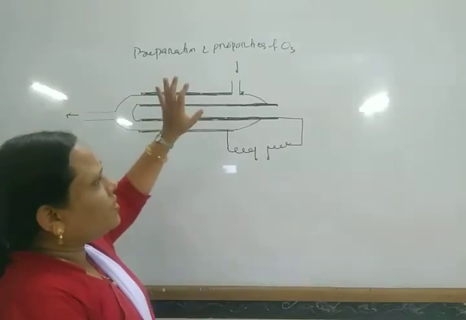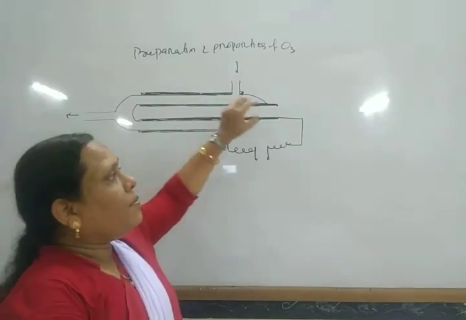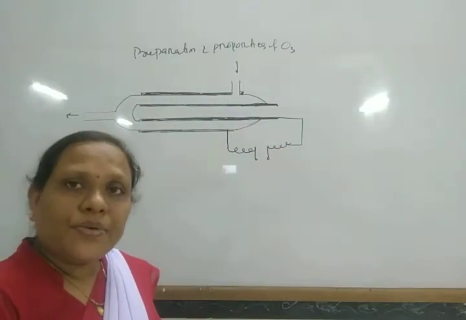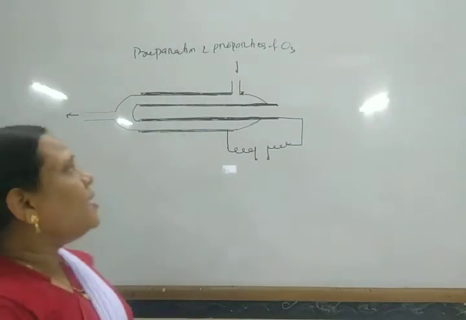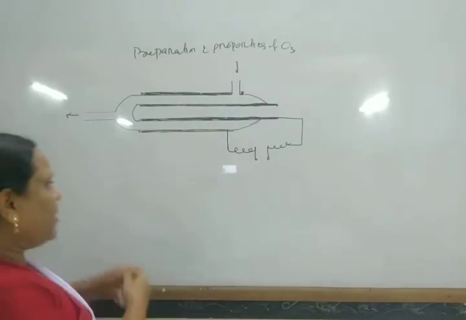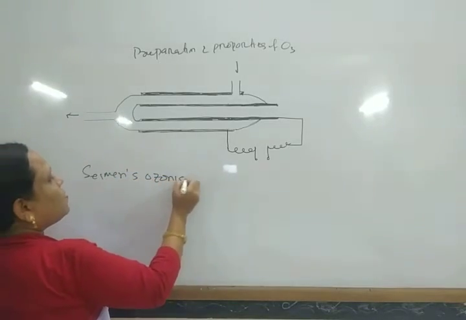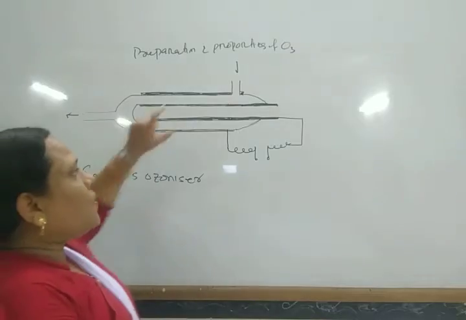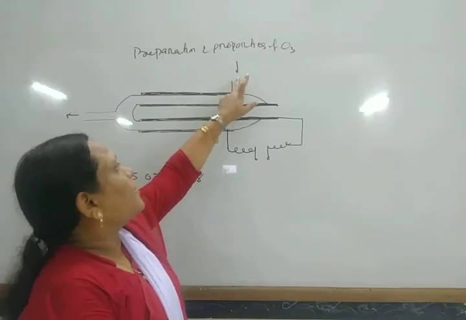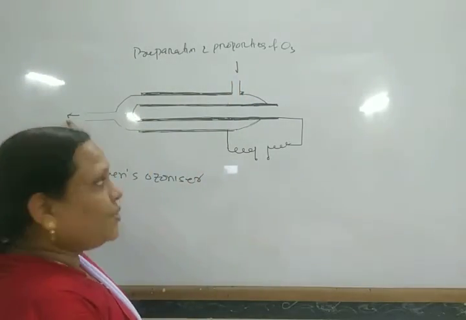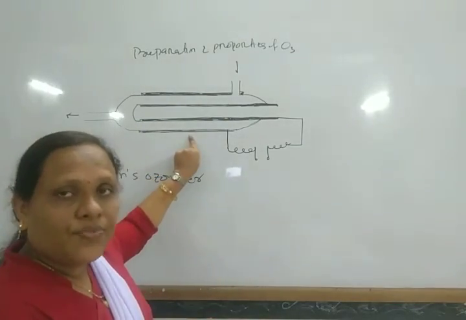Brody's ozonizer is also in the same way, but the difference is that platinum electrodes are used, and electrolyte, that is dilute sulfuric acid, is used inside and outside this tube. So this is known as your Siemens ozonizer. In this ozonizer, two coaxial glass tubes are fitted at one end. There is one inlet and one outlet of this tube. The inner side of this tube and the outer side of this tube are coated with tin foil.